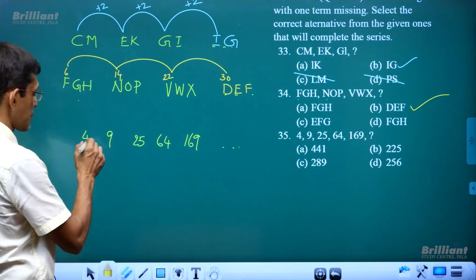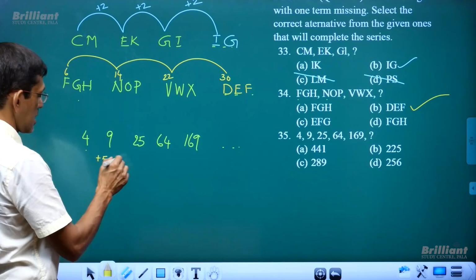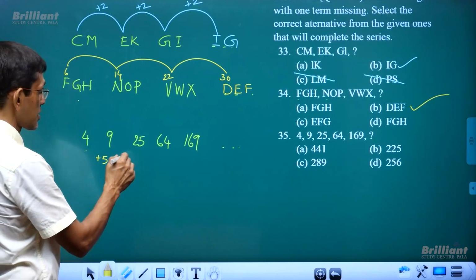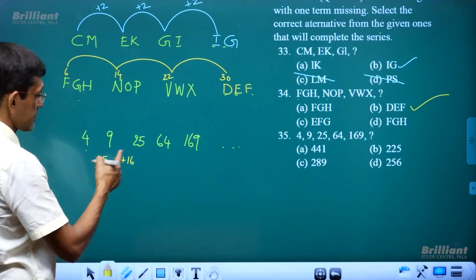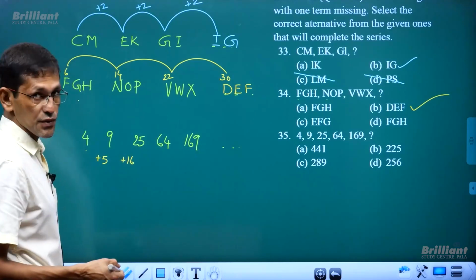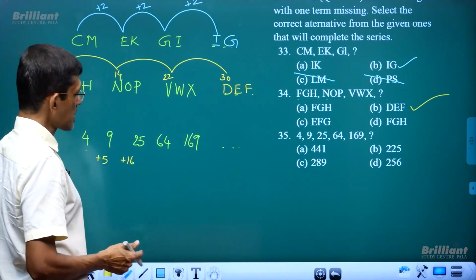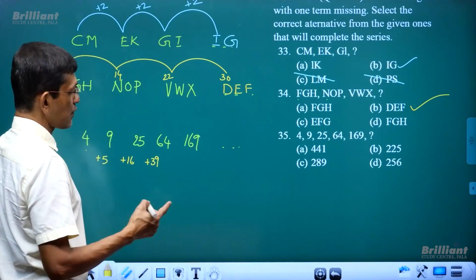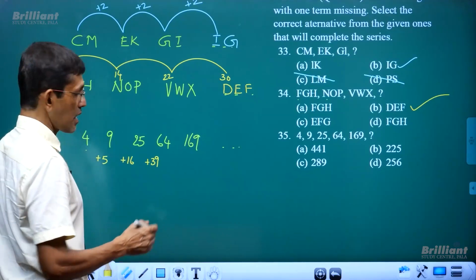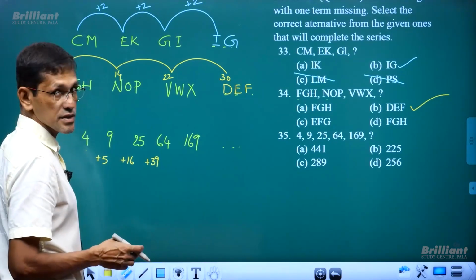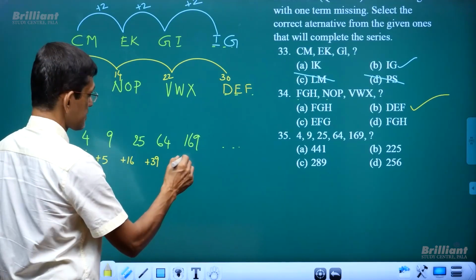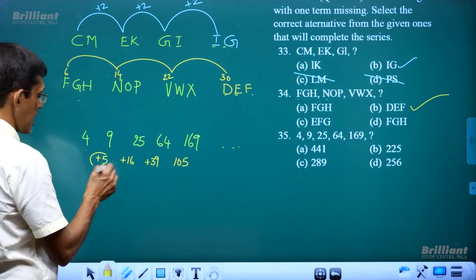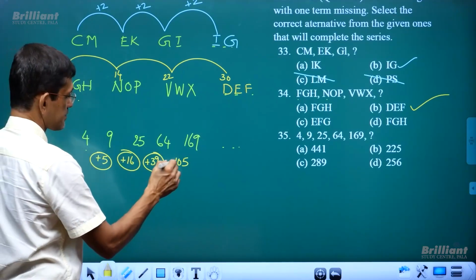First, maybe the difference. So 4 plus 5 is 9. 9 plus how much is 25? 9 plus 16, right? So 5, 16, and then 25 and 64. What is the difference? Well, 25 plus 40 is 65, so 39 is the difference. 64 and 169, what's the difference? 105. So the differences are 5, 16, 39, 105.